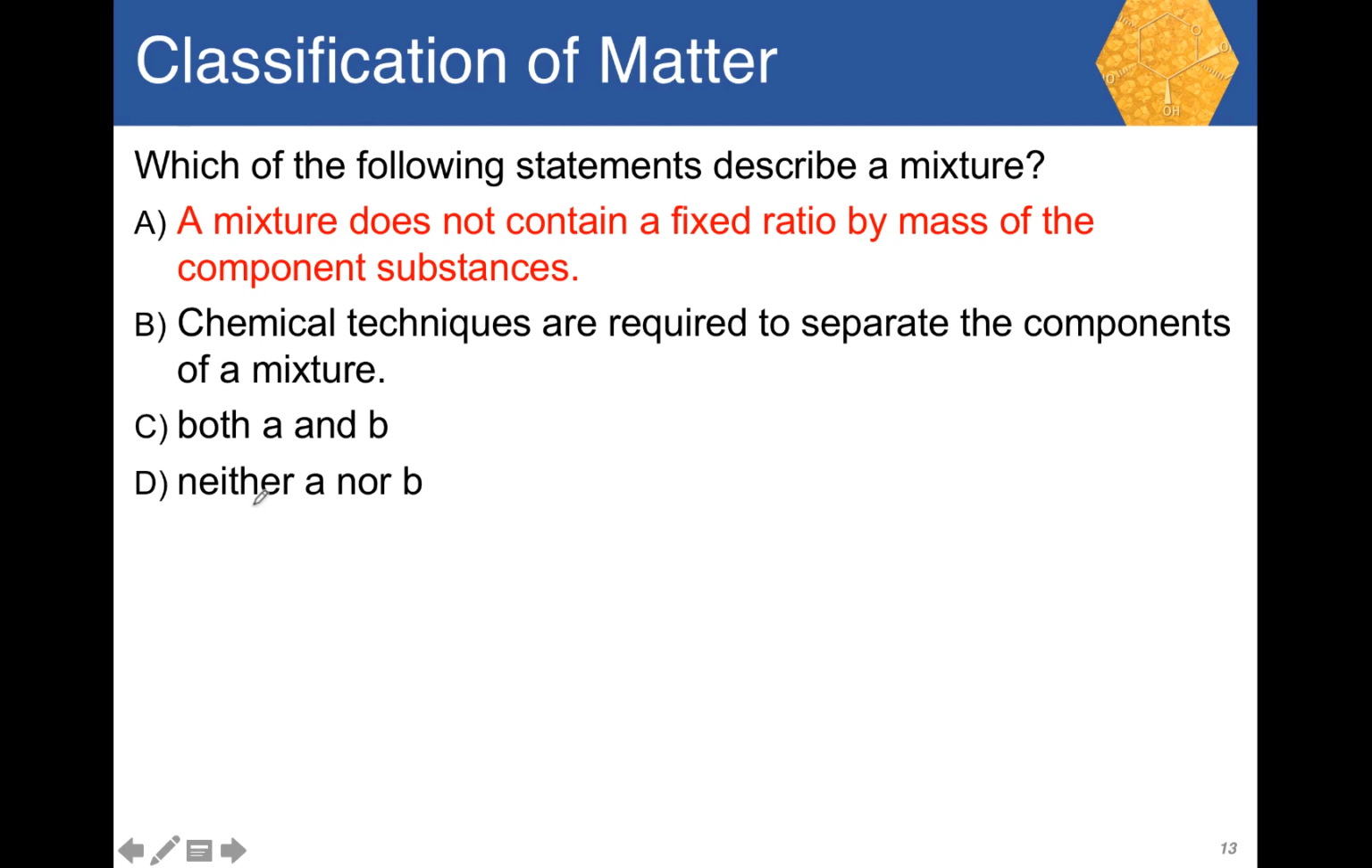So no surprise, a mixture does not contain a fixed ratio. And of course, as we know, chemical techniques are not required for that separation.